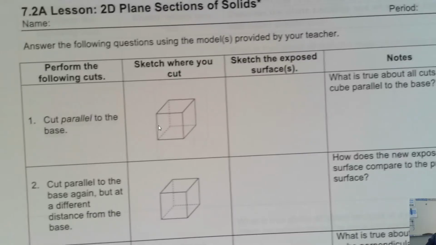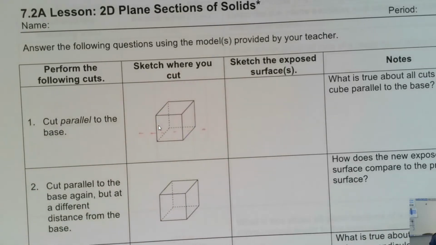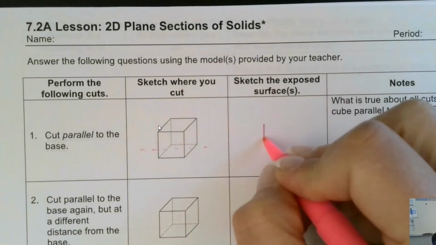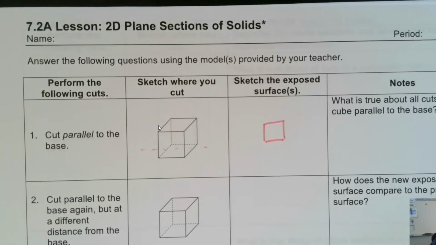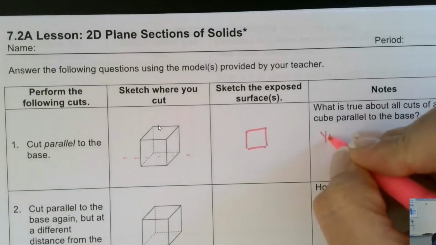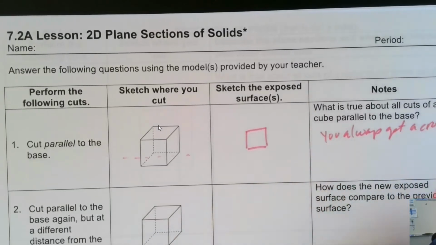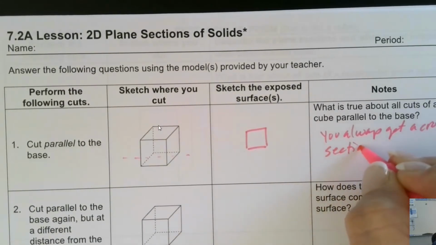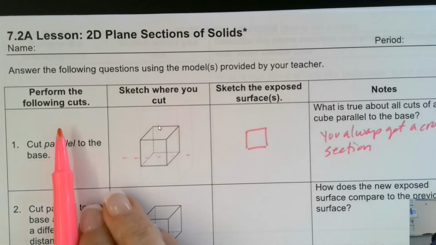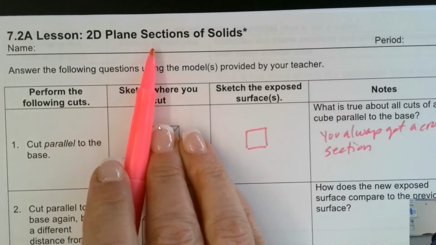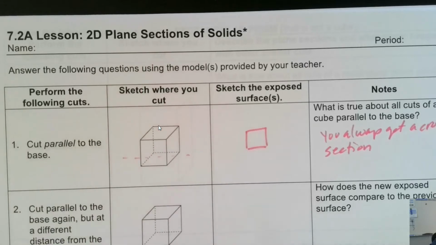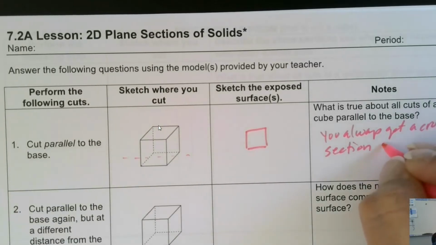Okay, so parallel would go through it like that, and you would see, you always get a cross section. Cross section, plane section, those are synonyms. You might also see planar section. You always get a cross section, which is always a square.